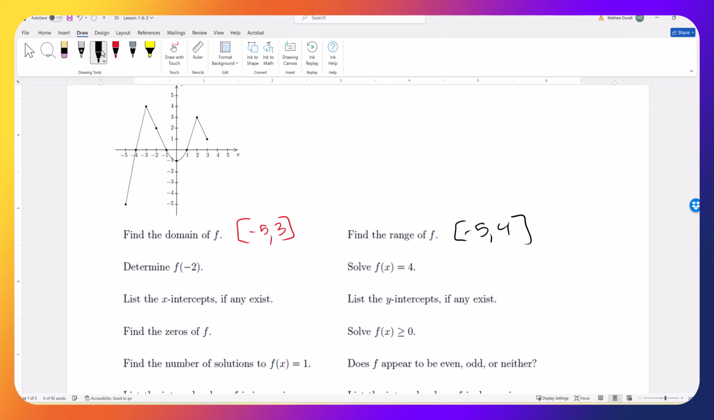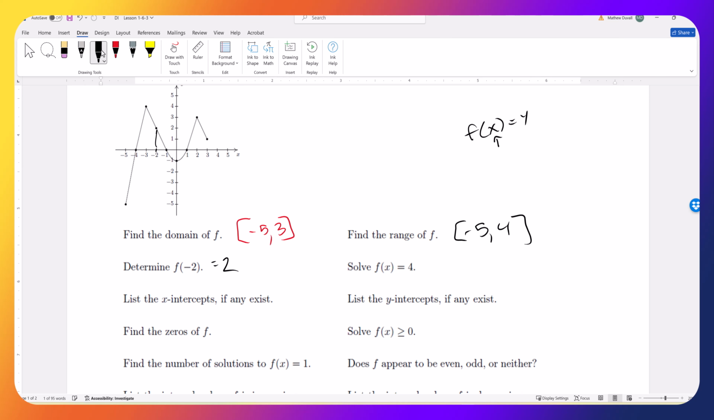It says determine f of -2. So remember f of x is your y value. And then if I plug in a value for my x, what is my y? That's what it's saying. So if I plug in -2 for my x, what is my y? And that's going to be 2.